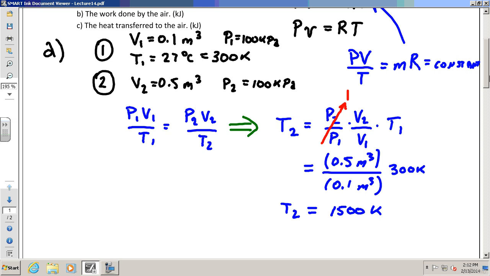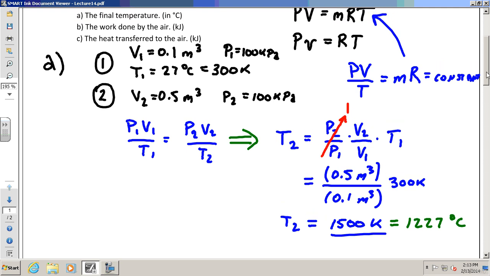Which, oh, by the way, is also equal to 1,227 degrees Celsius. Yeah, that was a big temperature rise to do that expansion. This air really heated up. It's very hot now. Okay, that problem, all it was is ideal gas. All it was is a manipulation of the ideal gas law. You should be able to do that. That's not really anything new.